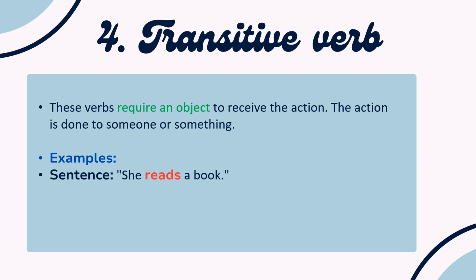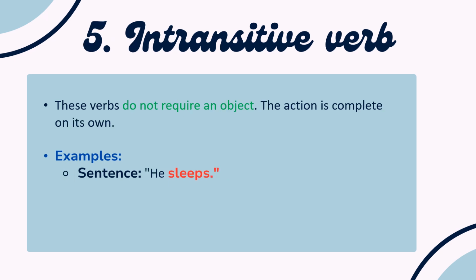Now coming to the transitive verb. For a transitive verb, it is very important that we should have an object. If we don't have an object, it is not a transitive verb. So the most important condition is that it should have an object. As an example, you could see that she reads a book. She is the subject here, reads is the verb here, and book is the object. Now the next one is the intransitive verb.